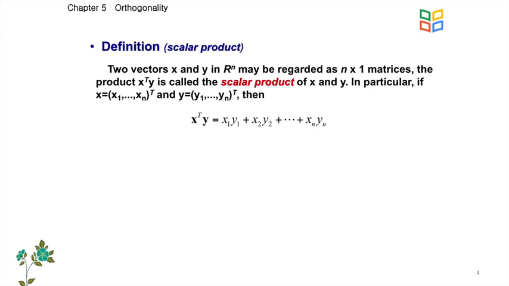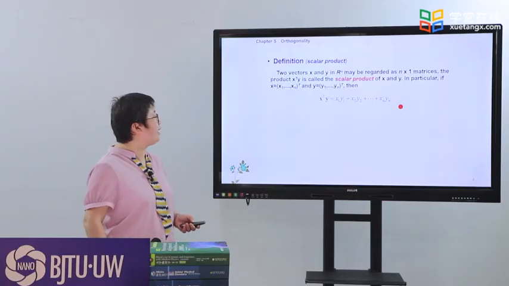So the definition for scalar product. Two vectors x and y in Rn may be regarded as n by 1 matrices. The product x transpose y is called the scalar product of x and y. In particular, if we have x written by x1 till xn by its components, and a column vector y written by y1 till yn, an n-dimensional column vector, then we have x transpose y equals x1 times y1 plus x2 times y2 plus till plus xn times yn. So this is a scalar product, or we call it an inner product.